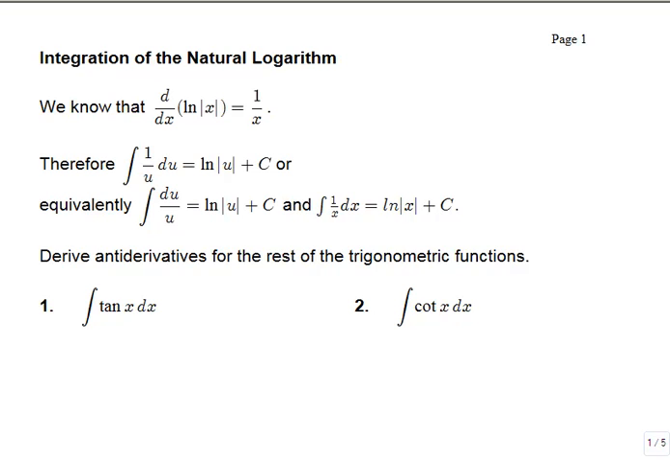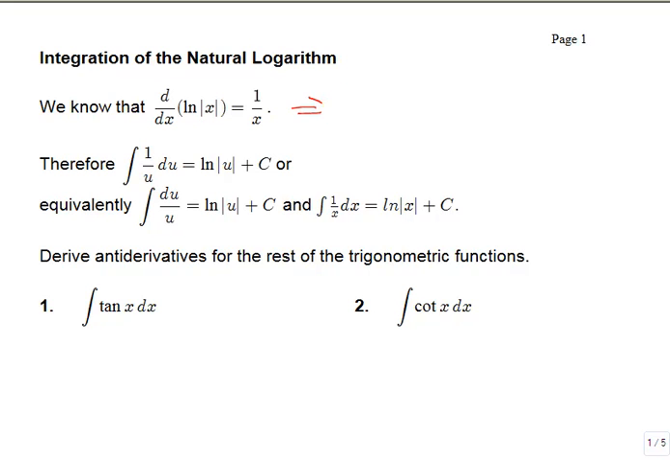Welcome to the video lecture on integration of the natural logarithm. We know from derivatives that the derivative with respect to x of ln of x is just 1 over x. So in reverse, the integral of 1 over x should give us back the ln of x.